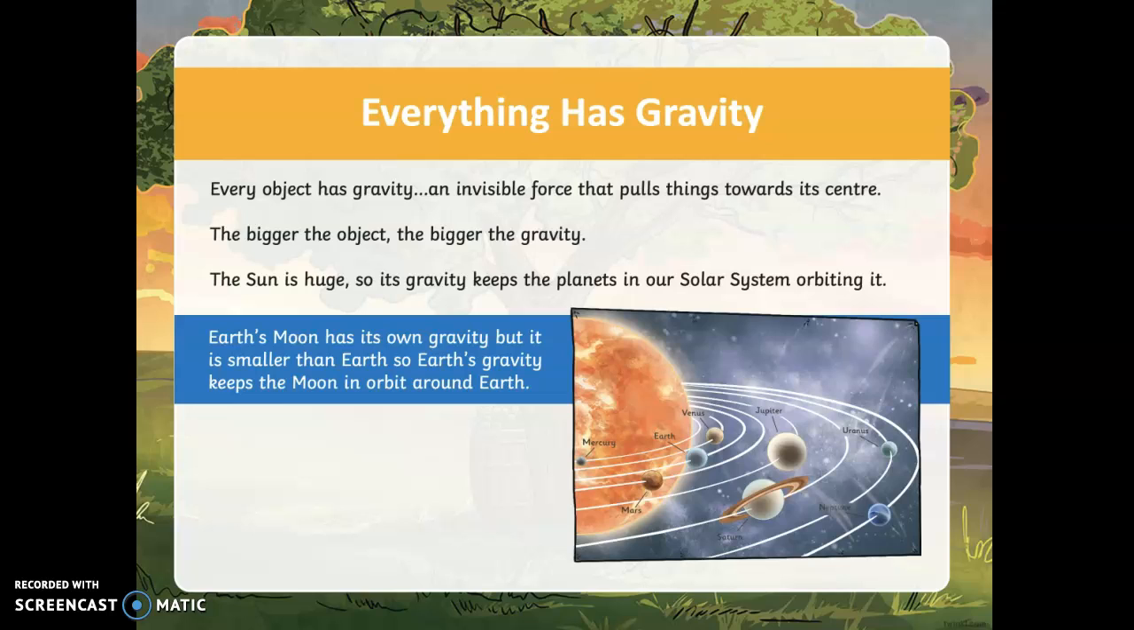Now, the Earth's moon has its own gravity, but it's smaller than that of the Earth. So the Earth's gravity, being stronger, keeps the moon in orbit around the Earth. What exactly is the sun's gravity? Well, the sun's gravity is 274 meters per second squared, compared to that of the Earth, which is only 10.